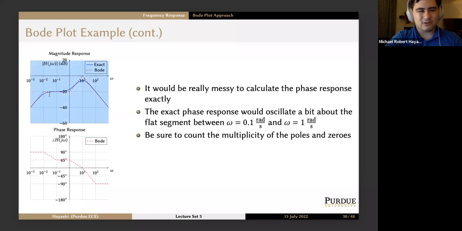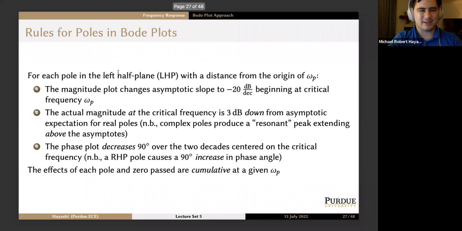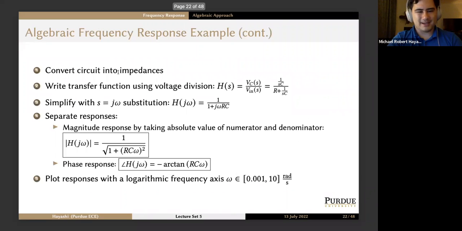But when we arrived at this pole, we noticed that the actual magnitude response was 3 decibels down from where it was. Where does that number 3 decibels come from? Well, if we go back here, what happens exactly when we plug in the pole? So omega is equal to negative 1 over RC. You're going to get 1 over square root of 1 plus 1, which is 1 over square root of 2.